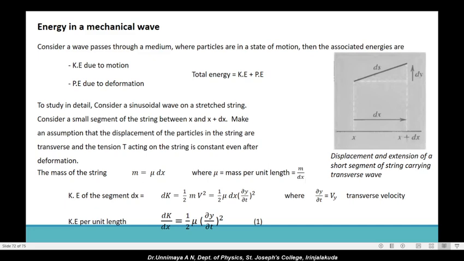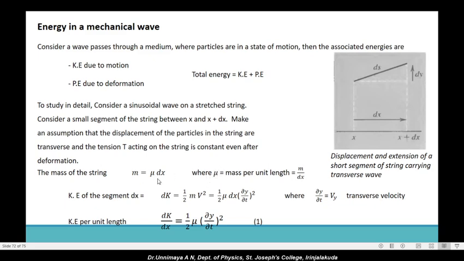dx is the length of the segment we have taken. So what will be the mass per unit length? Mu will be equal to m by dx. Instead of length, we put dx, because dx is the length of our segment. So m by dx is equal to mu. From that, what will be the mass of the string? Mass will be equal to mu into dx. Taking dx to the other side, m is equal to mu into dx.